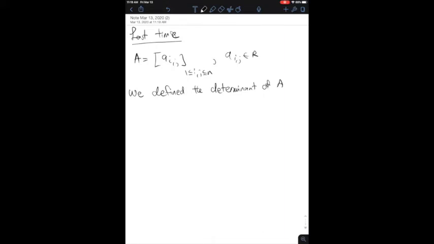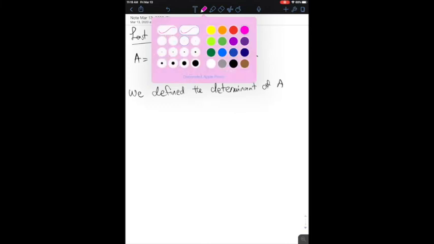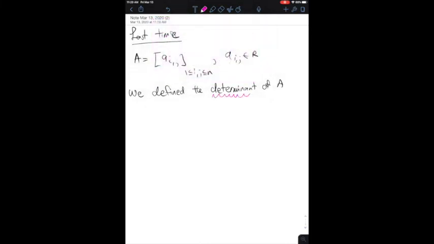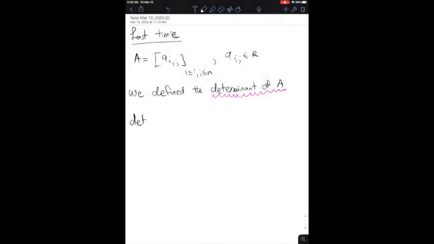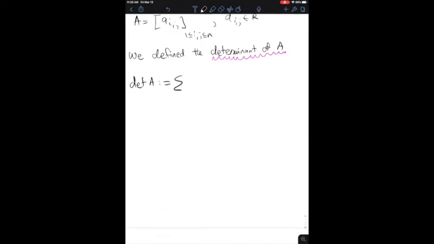by some formula which is given by some sum over the set of all permutations of 1 to n. So the determinant was defined by the formula that det A is defined to be the sum over all permutations of the sign of the permutation times A1 sigma 1, A2 sigma 2 up to An sigma n.